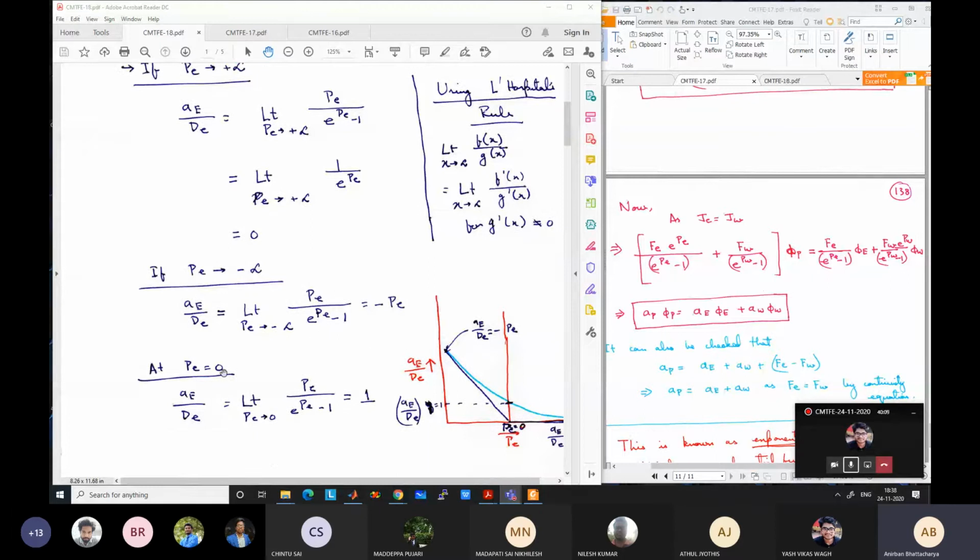And for p equal to 0, again you can find the limit for Peclet number equal to 0. The value is limit Peclet number tends to 0 of p by e to the power p minus 1. It is of the form limit x tends to 0 of e to the power x minus 1 by x, whose value is actually 1. It can also be easily seen. So the value of this is 1 at Peclet number equal to 0.